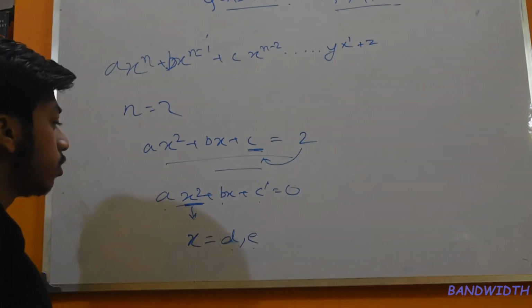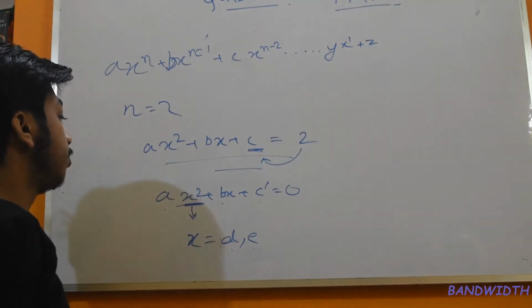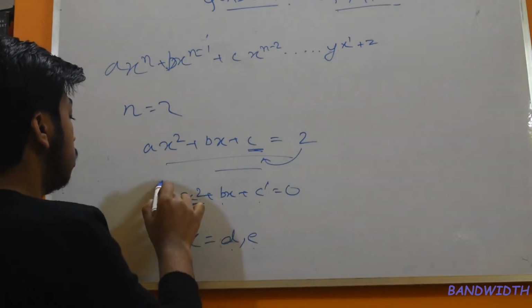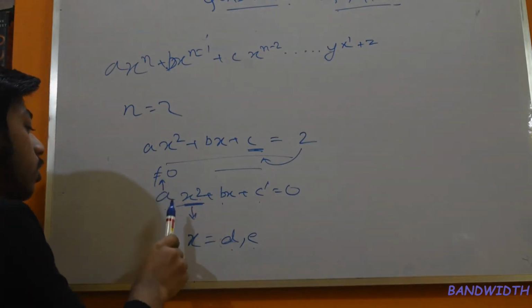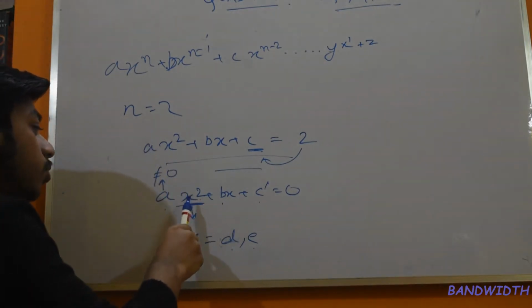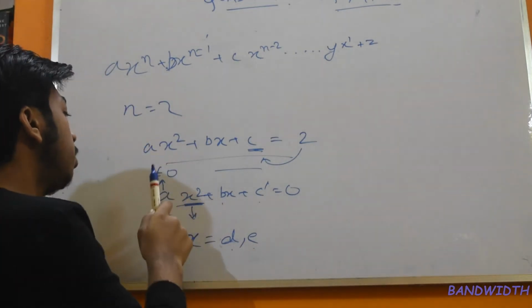Now there are a few rules that must be obeyed for it to be a quadratic equation. First rule, this value should not be equal to 0. The coefficient of the term of x which has the highest power in the whole equation should not be equal to 0.